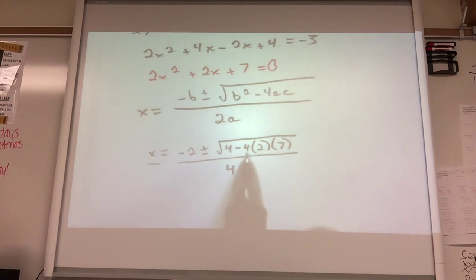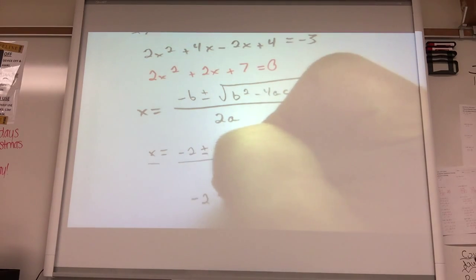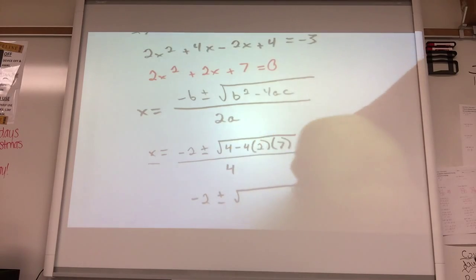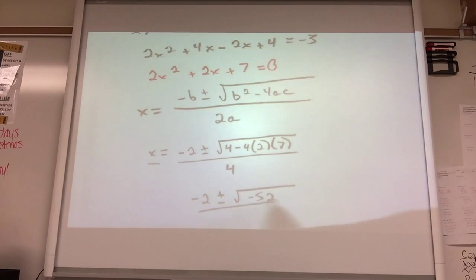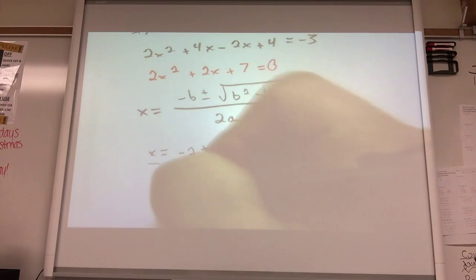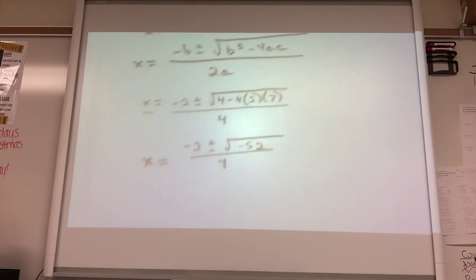All right, so I've got 4 times 2 is 8 times 7 is 56, so 4 minus 56. This looks like it's going to be an imaginary solution. The square root of negative 52 over 4. And honestly, for this video, I'm just going to stop there.